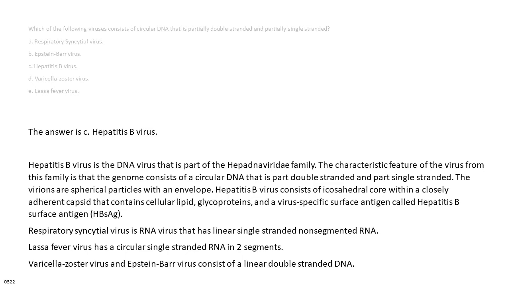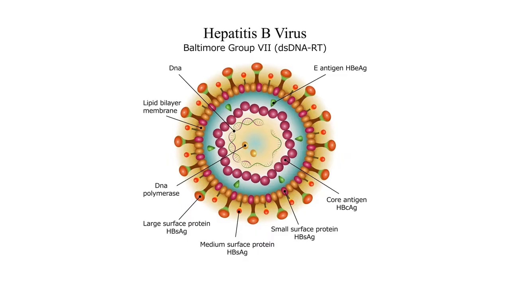Hepatitis B virus consists of an icosahedral core within a closely adherent capsid that contains cellular lipid, glycoproteins, and a virus-specific surface antigen called hepatitis B surface antigen, HBsAg. Respiratory syncytial virus is an RNA virus that has linear single-stranded non-segmented RNA. Lassa fever virus has a circular single-stranded RNA in 2 segments. Varicella-Zoster virus and Epstein-Barr virus consist of linear double-stranded DNA.